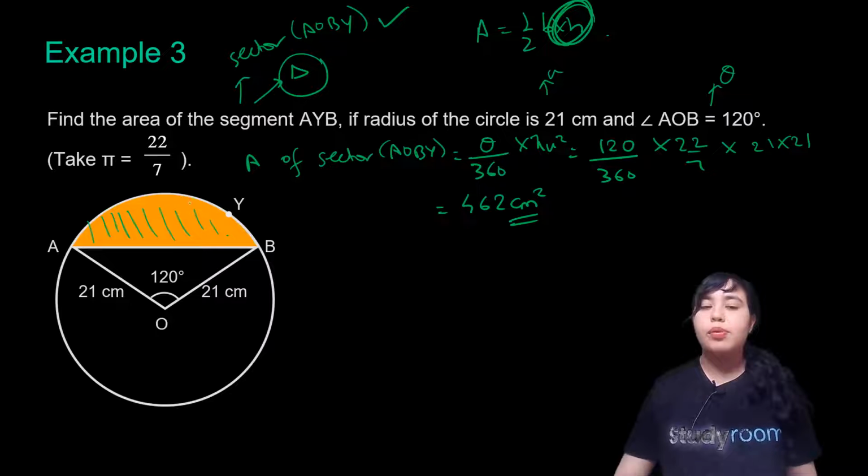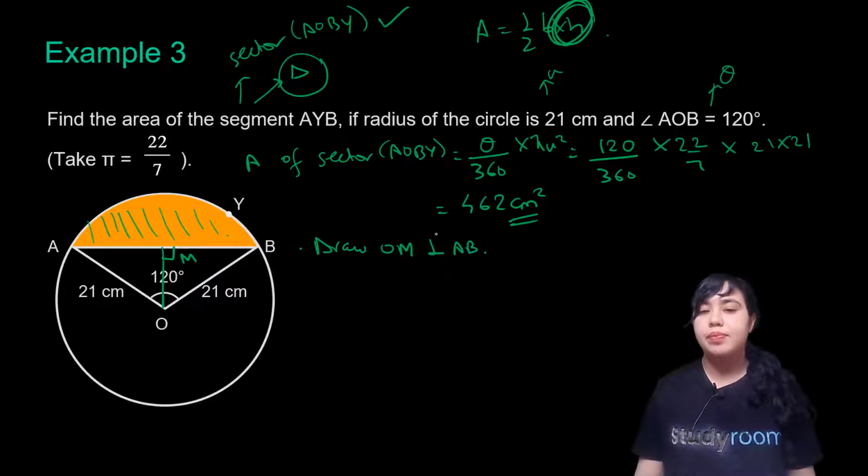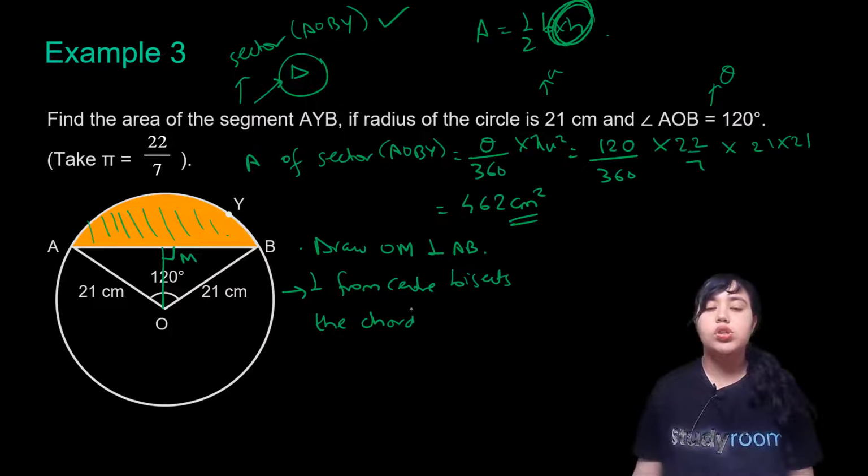So for that, I'll drop a perpendicular from O on the side AB. So let me call this perpendicular OM. So the construction involved is draw OM perpendicular to AB. Now the perpendicular from the center bisects the chord. It's a property that the perpendicular from the center bisects the chord. So this is my center O from which I'm dropping a perpendicular to actually my chord AB, if you notice.